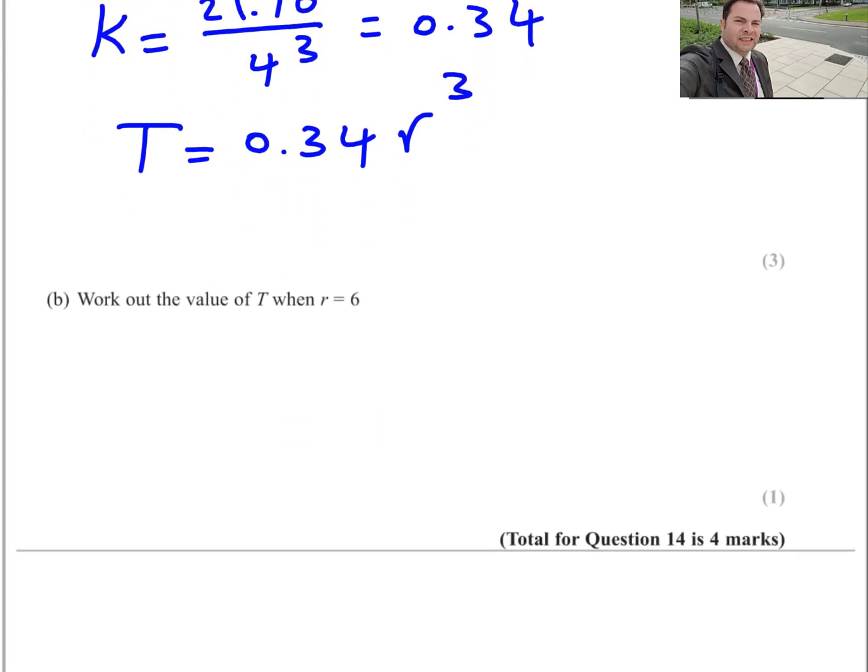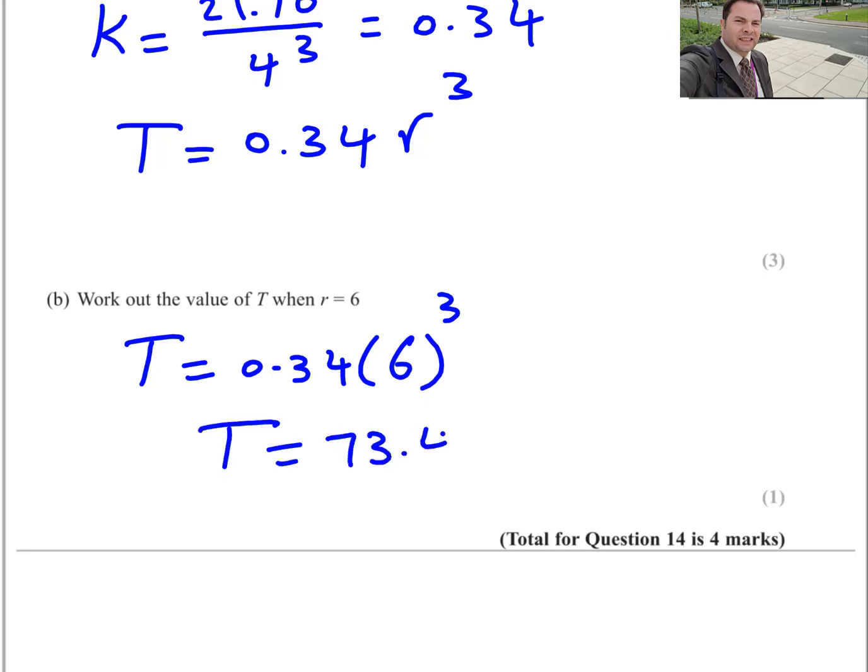Part B, work out the value of T when R is equal to 6. We already have the equation. T equals 0.34 times 6 all to the power of 3, by calculation. So T is 73.44.